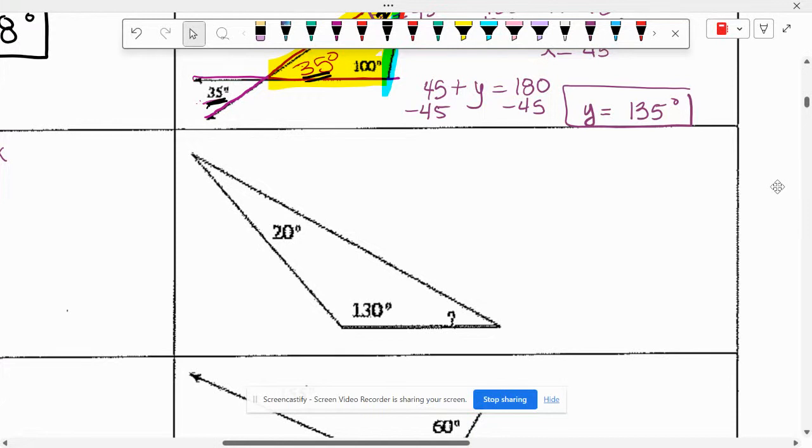I'm going to call this missing angle right here x. Set it up for me, Jack, please. Vanessa, pick your head up.